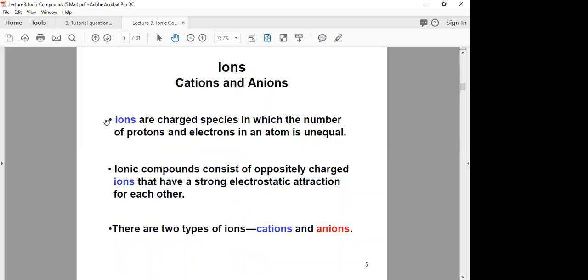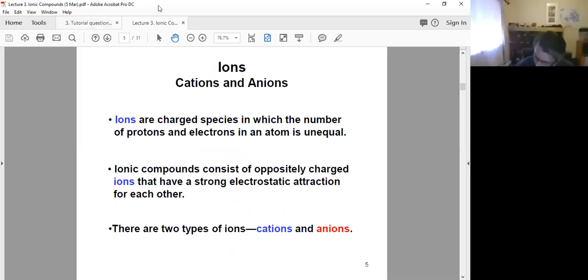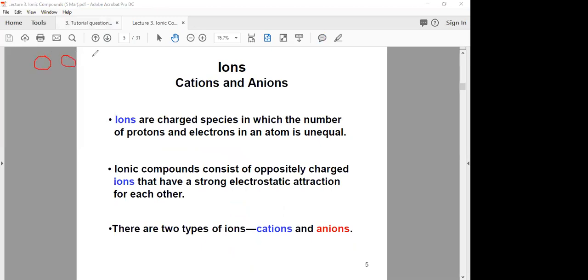Okay, so ions are charged species, so charged atoms that we're talking about, in which the number of protons and electrons is unequal. So let's look at that in a bit more detail, and I need my pen for this. So let's consider 4 protons.